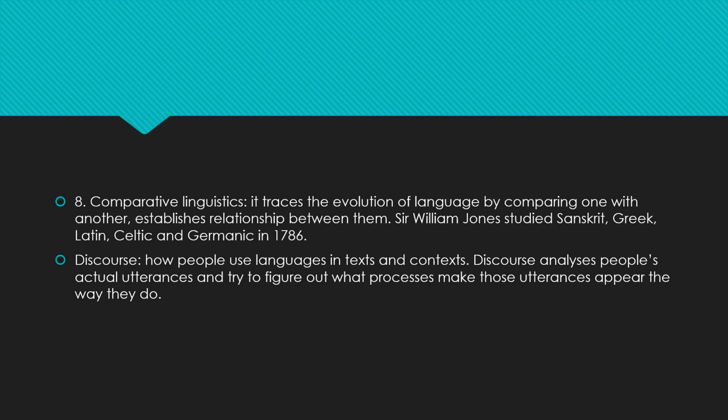Coming to the next one, comparative linguistics. Comparative linguistics traces the evolution of language by comparing one with another, and it tries to establish a relationship between them. So William Jones studied Sanskrit, Greek, Latin, Celtic and Germanic languages in 1786, and he formed the Indo-European family of languages. Such an analysis can be termed comparative linguistics. What he did is he compared each language and formed a relationship between the languages.